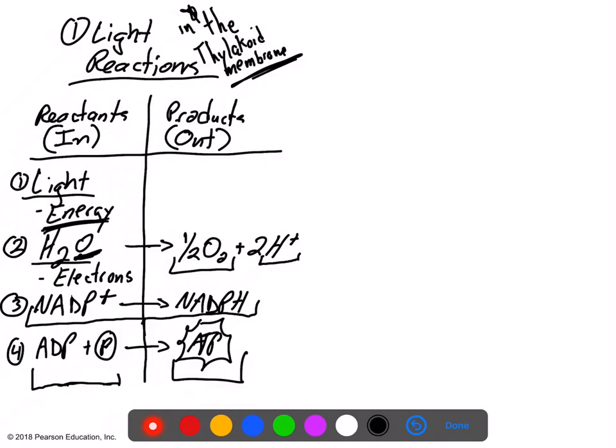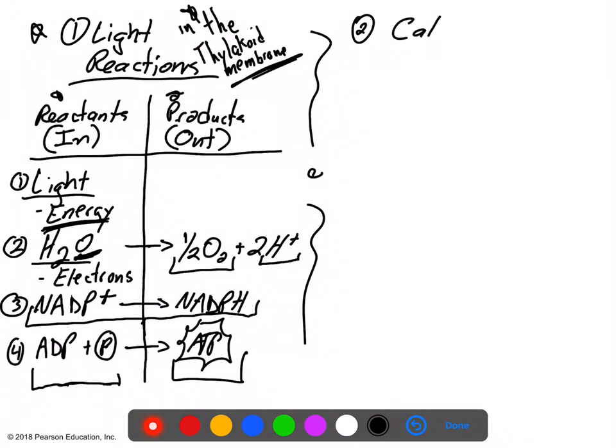Okay, so in summary, I think that if you create an index card that has the light reactions and the thylakoid membrane on one side, and then reactants and products, this whole outline on the back side, you will have an effective card that will help you answer several questions on the test.